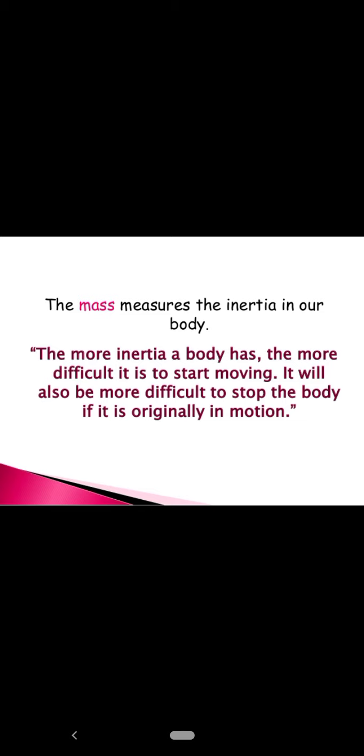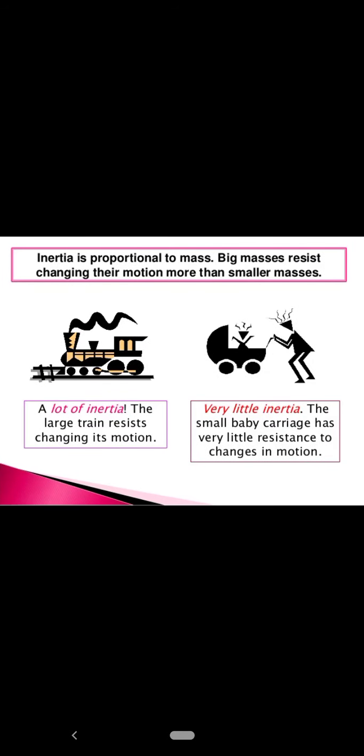The mass measures the inertia in our body. The more inertia a body has, the more difficult it is to start moving. It will also be more difficult to stop the body if it is originally in motion. Clear? Inertia is proportional to mass. Big masses resist changing their motion more as compared to smaller masses. So if we have a heavy object and it is in a state of rest or in a state of motion and we want to change that state, then we will have to apply a lot more force as compared to another object which is relatively lighter in mass.